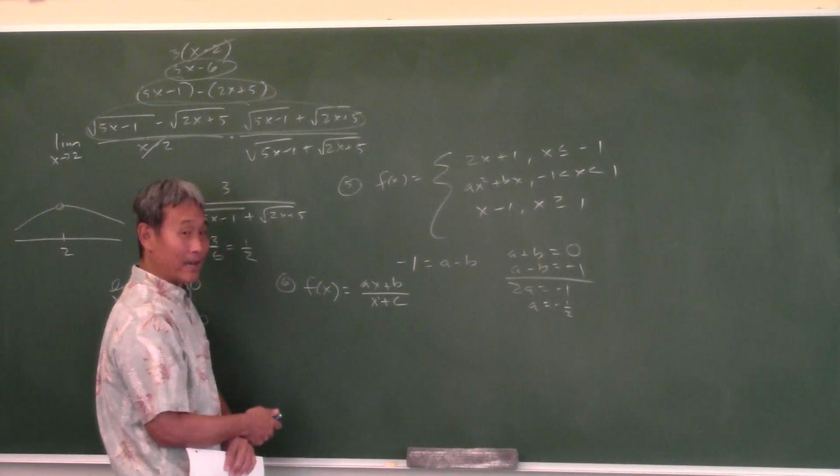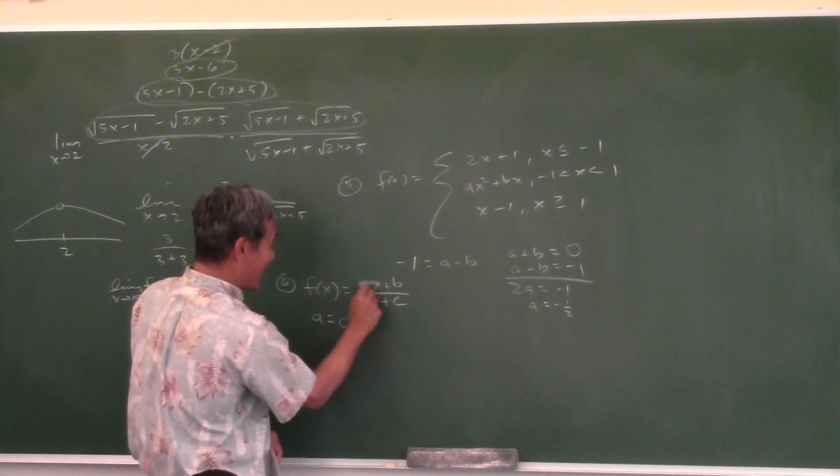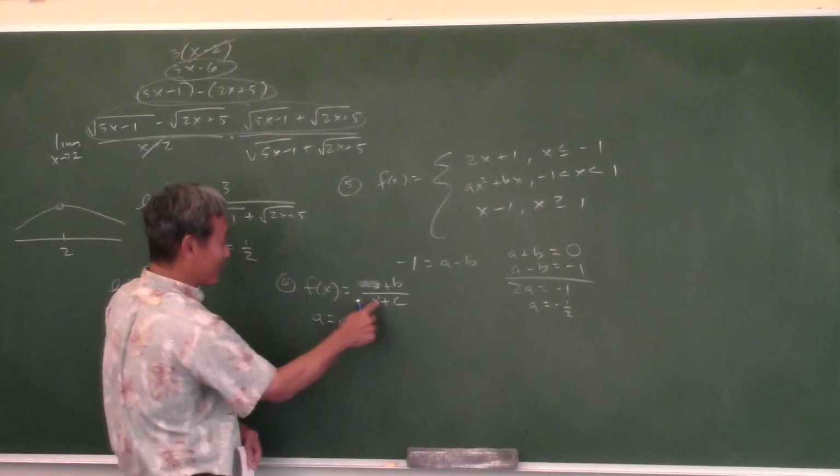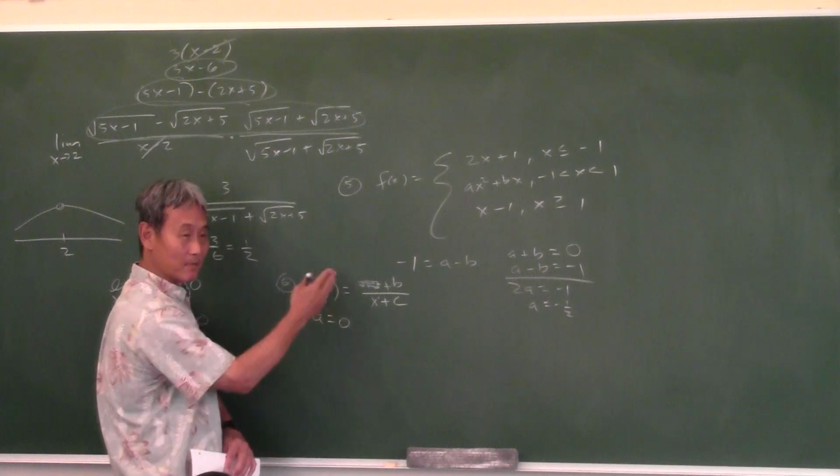Zero. So a, therefore, a got to be 0, right? A has to be 0. In other words, you can't have that term. Because if you did have it, then the horizontal asymptote would be a over 1, because the powers would be the same.